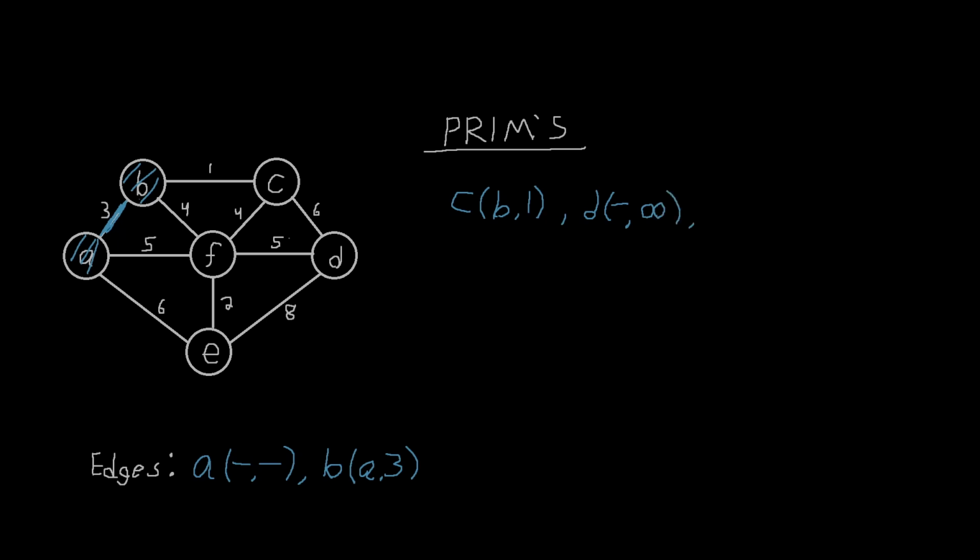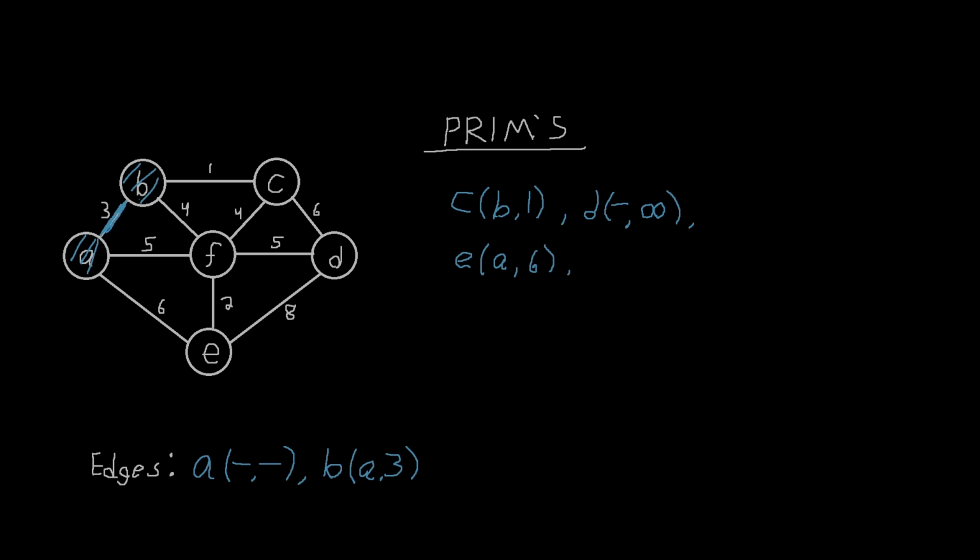And now we're going to look at E. And we're going to say, okay, well, we're looking at E, and even though we have B here, it doesn't actually help us at all. So the edge is the same as before. Going to E from A with a weight of 6.